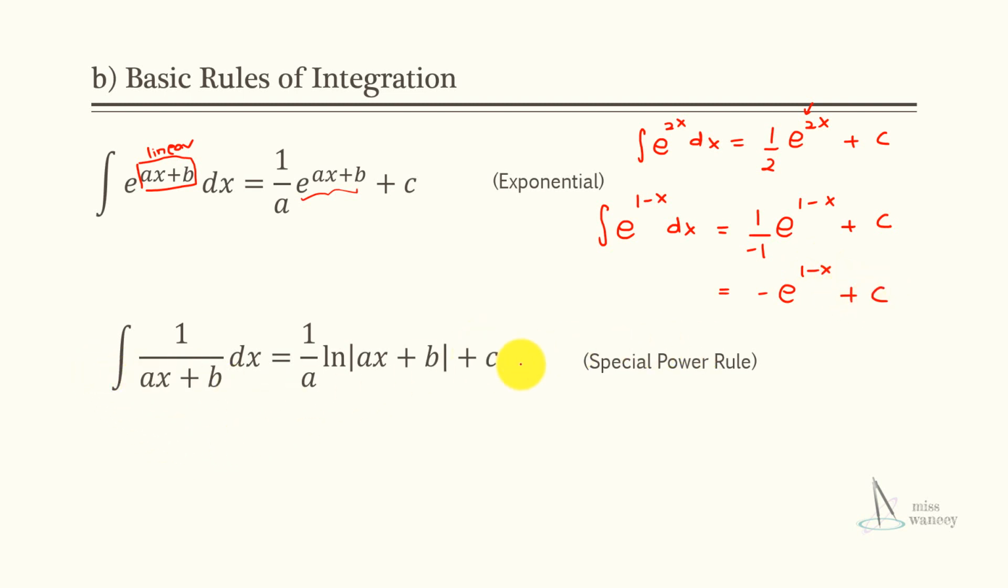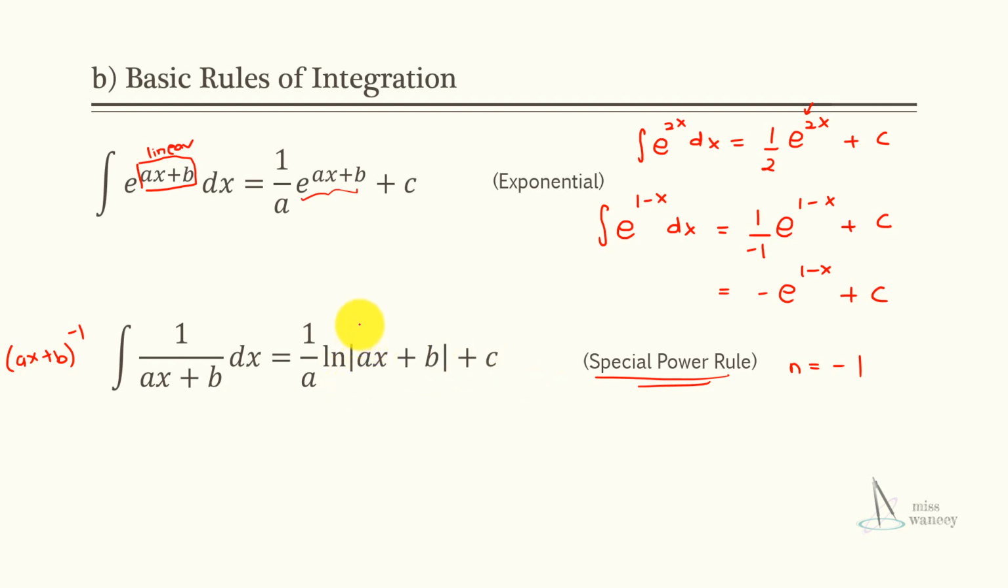Okay, so this is the special power rule. For 1 over ax plus b, if you bring it up, it will be ax plus b to the power of -1. That is why I call it the special power rule, because this is for n equal to -1. So if we have to integrate 1 over ax plus b, it will become 1 over a ln of the modulus of ax plus b, plus c.